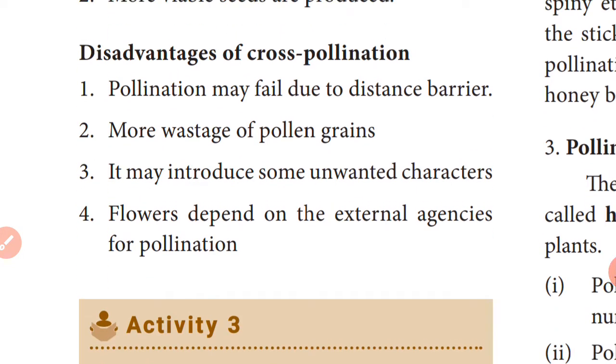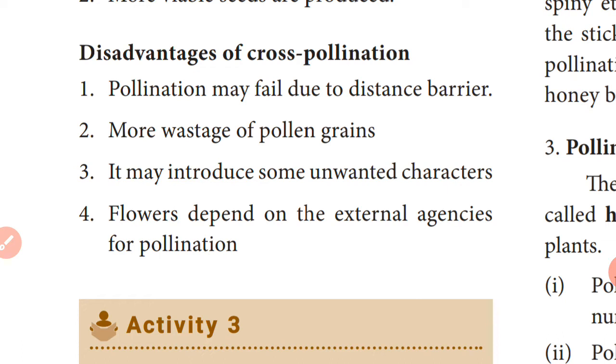Next are the disadvantages of cross-pollination. Pollination may fail due to the distance barrier. As I already told, the pollen grains have to travel from one plant to another plant. Maybe the plant is at too long a distance, so distance is a barrier, and the pollination may fail. Next, more wastage of pollen grains. While traveling from one plant to another plant, the pollen grains may be wasted.